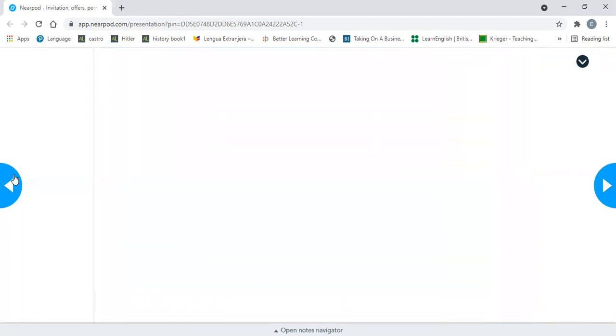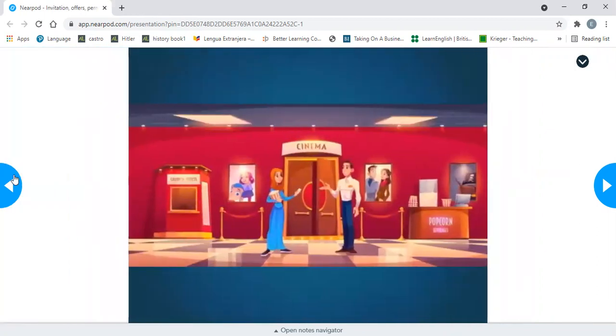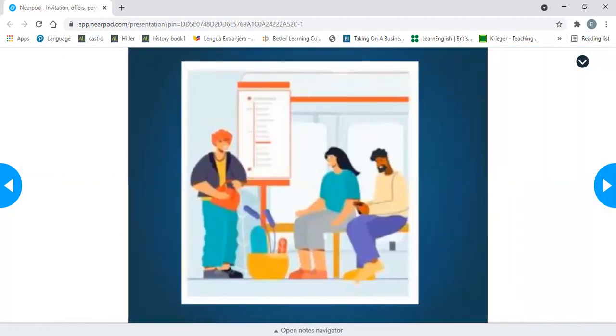So number one, the first of the pictures. Okay, there we can see that maybe he is inviting her. Maybe he is asking her, would you like to go to the movies? Maybe he's inviting her. Maybe he's making an offer. Would you like to go to the movies? What do we have in the next one?